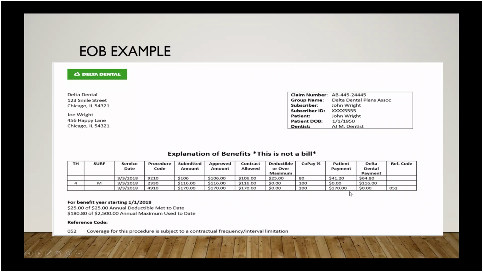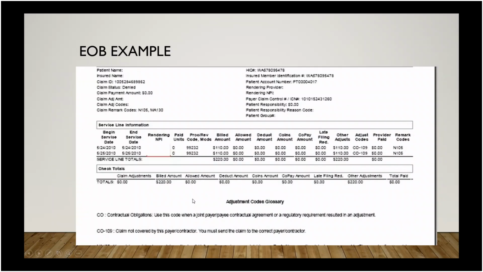So this is why they received zero. Coverage for this procedure is subject to contractual frequency or interval limitations. So they may have already surpassed or hit their maximum amount. It could be cavities, it could be cleanings, so whatever that may be.